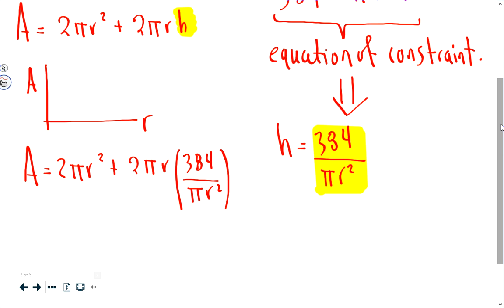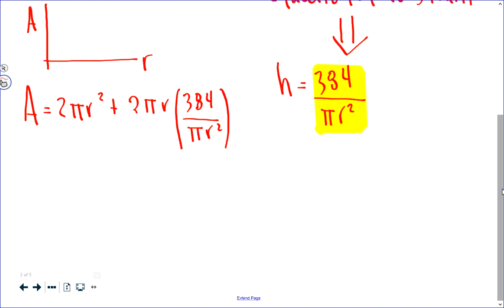Same thing that I've been trying to reinforce to you ever since we learned about differentiating. You want to simplify anything if you can before you differentiate it. And that second term in my area formula can certainly be simplified. Area equals 2 pi r squared plus 2 times 384, I believe, is 768. The pi's cancel, and I'm left with r over r squared, which is r raised to the negative 1.